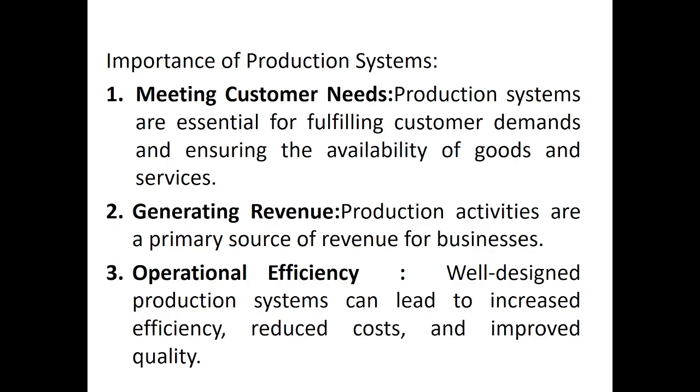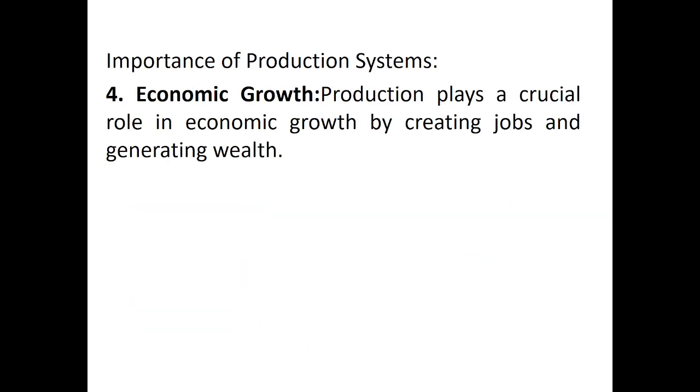This is another important one, which is one of the most important. You need to understand how to improve the quality of a product, because if the quality of product is being degraded, then the customer will not turn to take the products from the house. Okay, so this is called the operational efficiency, and these are the importance of production system: meeting customer need, generating revenue, operational efficiency. Next slide, ma'am.